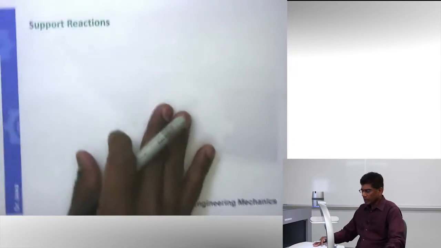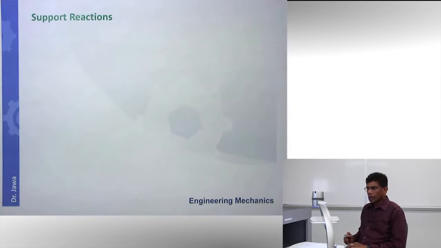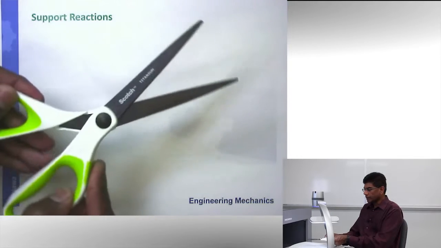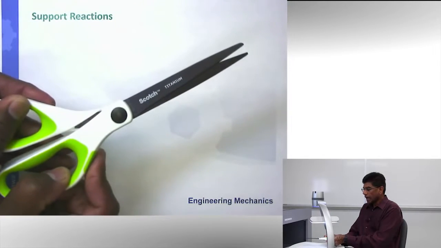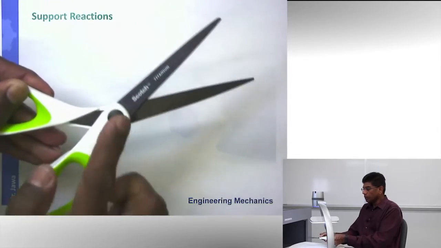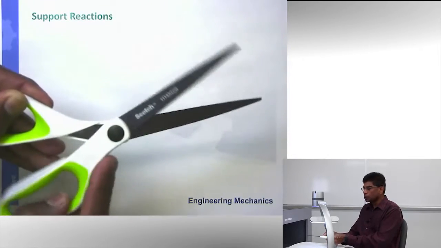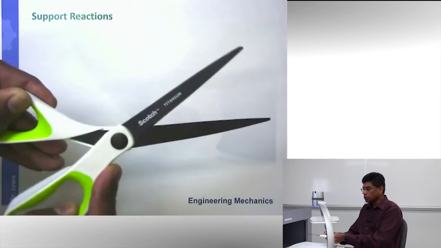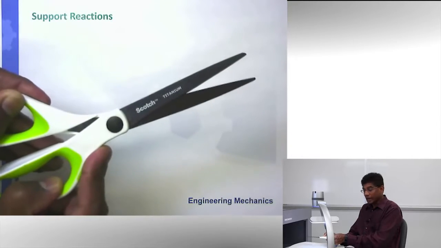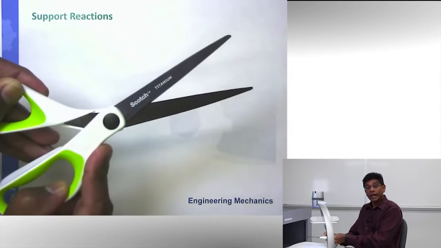All right. Now, I want to recall your attention to what I talked before. I showed you a scissor and I showed how a pin holds these two scissors. This is a pin joint. This pin joint allows only rotation. It does not allow any translation.